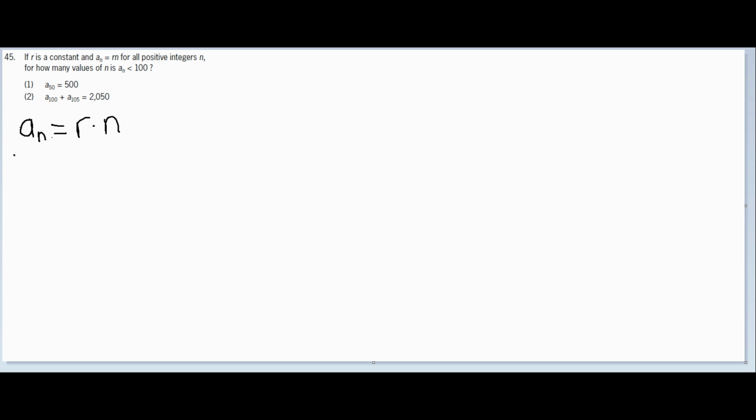And we'll go ahead and look at statement number 1, which says that a sub 50 is equal to 500. Now if you compare this statement with the statement of the given, we can see that 50 is playing the role of n here. So this tells us that n is equal to 50. So if n is equal to 50, we can say that 500, which is a sub 50, must be equal to r times 50, or 50r. Solving that, we'll get r is equal to 10.